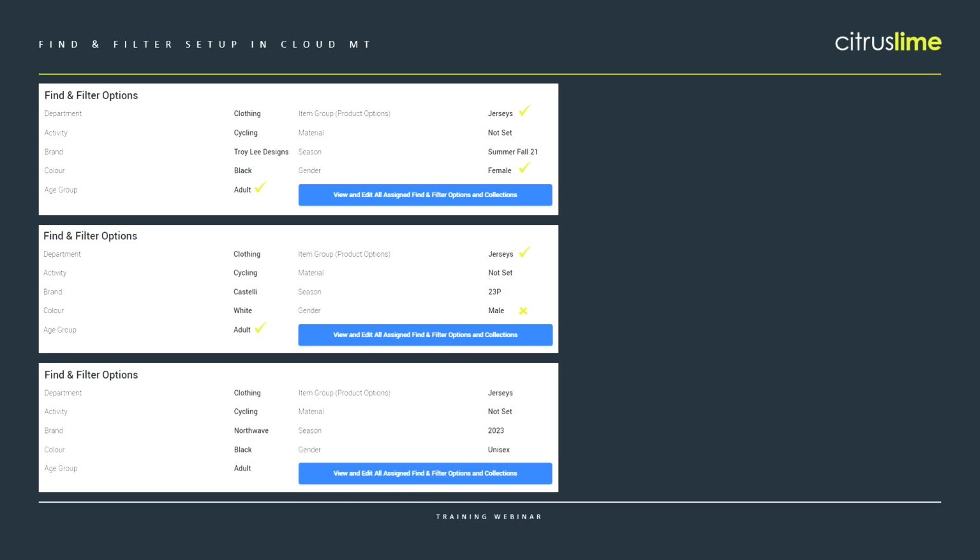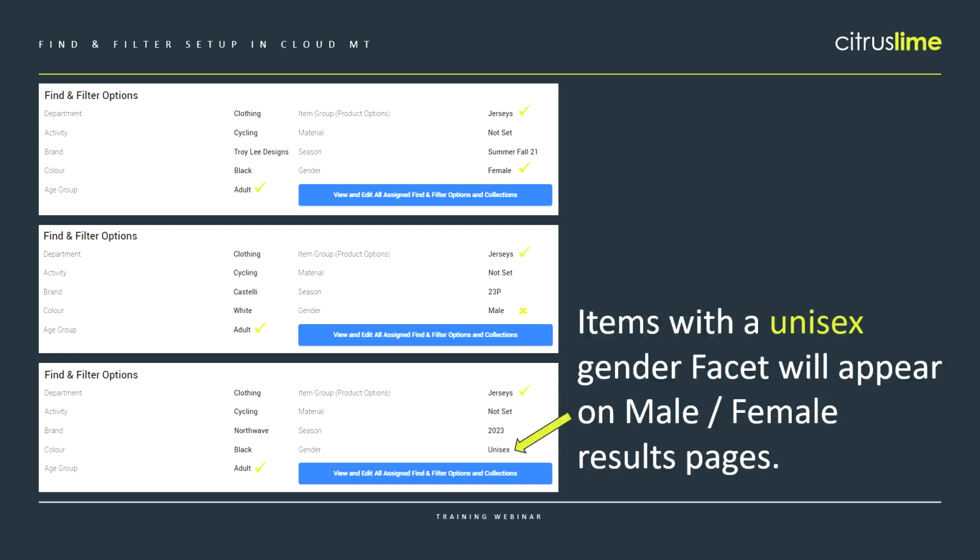Here is our third example. We're looking for age group adult. Check. Item group jerseys. Check. Then we have gender unisex. In fact, this product would appear on the women's jerseys page. This is because items with a unisex gender facet will appear on male or female results pages. In other words, a page set to female will also include unisex items, and a page set to male will also include unisex items.